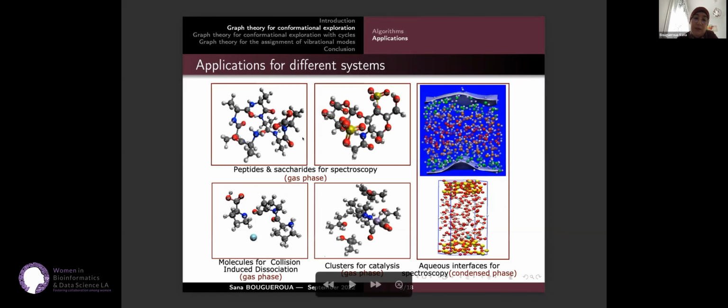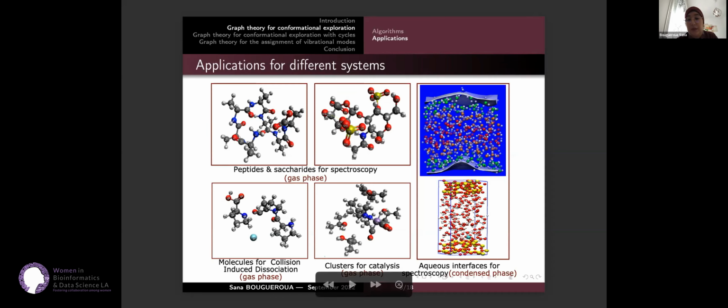So we started to apply our algorithm. During my PhD, we focused on peptides in the gas phase, small peptides and big ones. Then we tried to apply it to saccharides for spectroscopy. We also applied our algorithm to molecules in CID, where we are interested in the fragmentation, so we try to analyze the different fragments that appear along the trajectories. But the idea is to have something general that we can apply to any system.